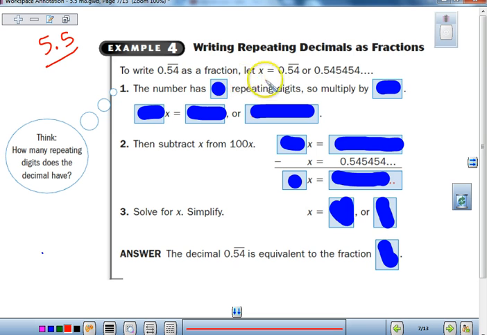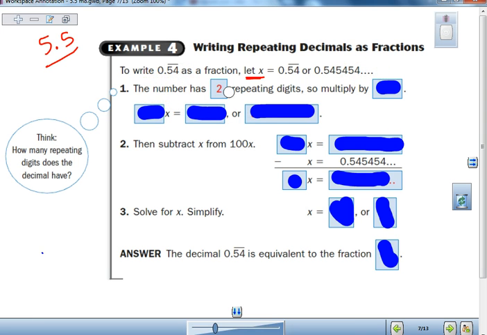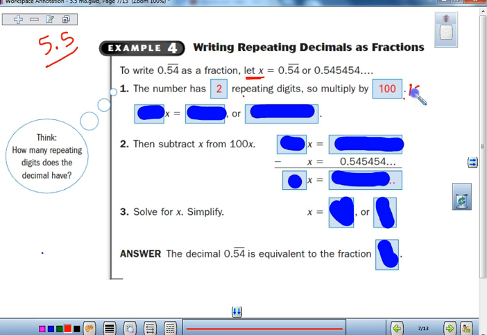as a fraction. The first thing that I mentioned is let's let x be equal to that. But instead of just writing 0.54, we're going to write it equal to 0.5454, and then we put the dots. Then it says the number has, in this case we notice, 2 repeating decimals. So what do we have to do? We need to multiply by 10 to the second. Remember I told you in your notes, 10 to what power? 10 to the second, which equals 100.